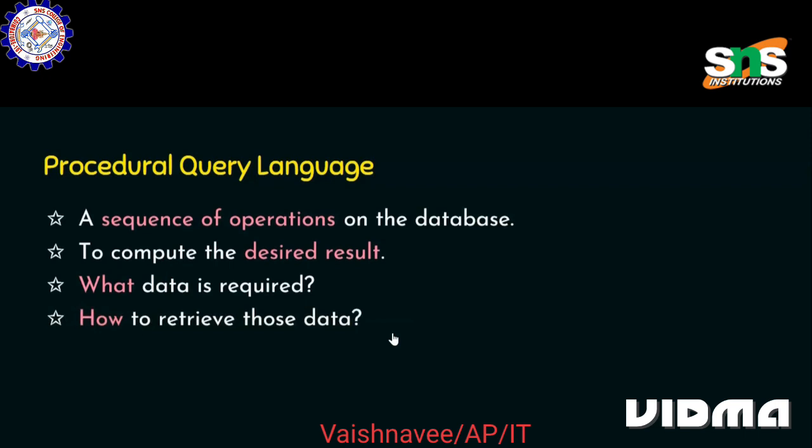Now you can correlate this with the analogy of the two people X and Y. What we expected from X was what is required. To Y, we instructed what we require and how to get it. So the procedural query language is like Y in the analogy: what data is required and how to retrieve that data. The example for procedural query language is relational algebra.